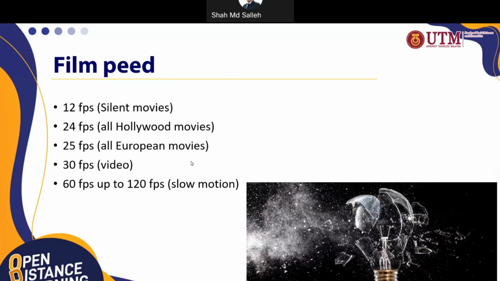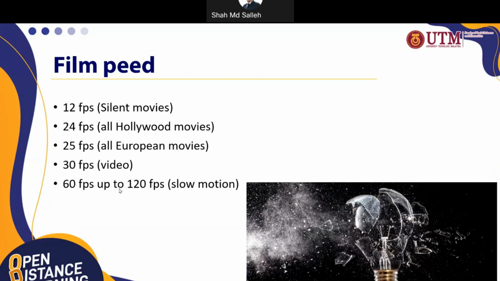Okay, film speed, which is frames per second. This is a silent movie in the early era of filming. A Hollywood movie, 24 frames per second. For a European movie, using 25. For video format, 30 frames per second.